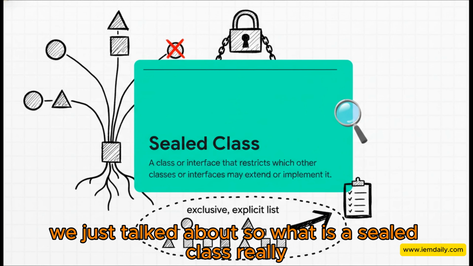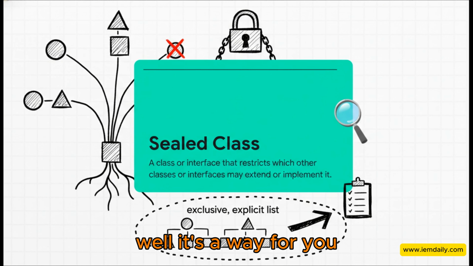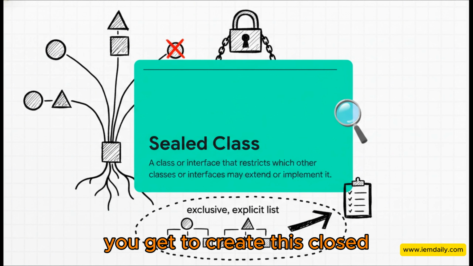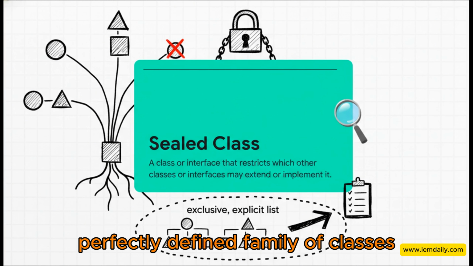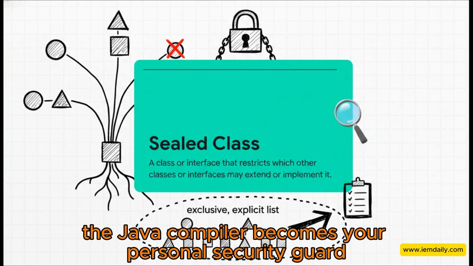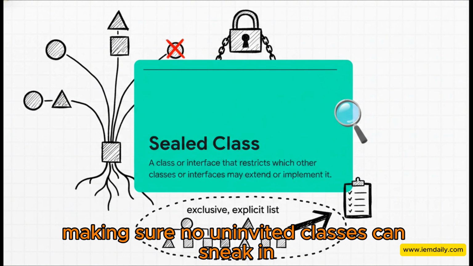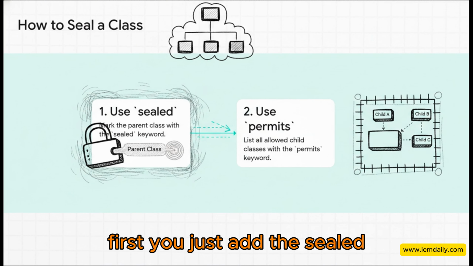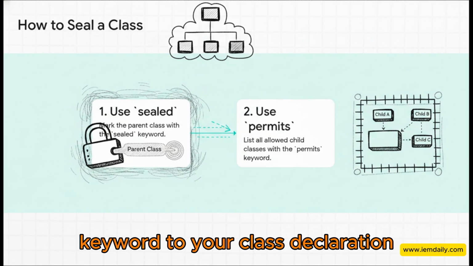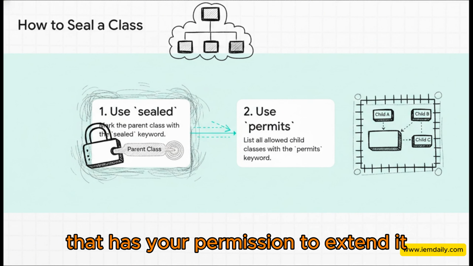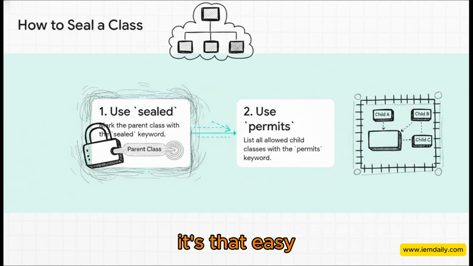So what is a sealed class, really? Well, it's a way for you, as the creator of a class, to say exactly which other classes are allowed to inherit from it. You get to create this closed, perfectly defined family of classes. And the best part? The Java compiler becomes your personal security guard, making sure no uninvited classes can sneak in. And getting this set up is actually super simple. First, you just add the sealed keyword to your class declaration. Then use the permits keyword to give it a list of every single class that has your permission to extend it. That's it. Really, it's that easy.